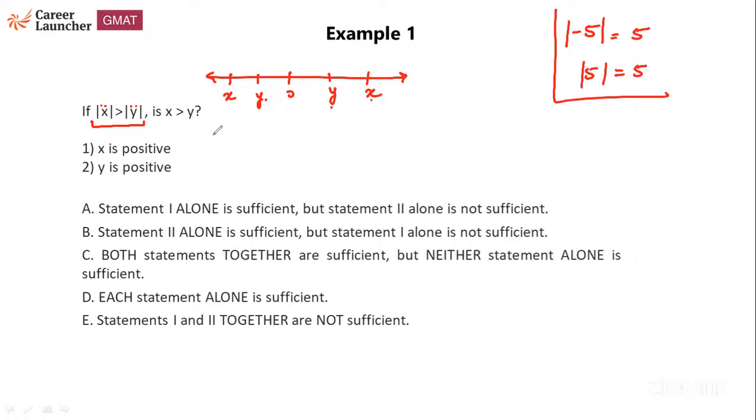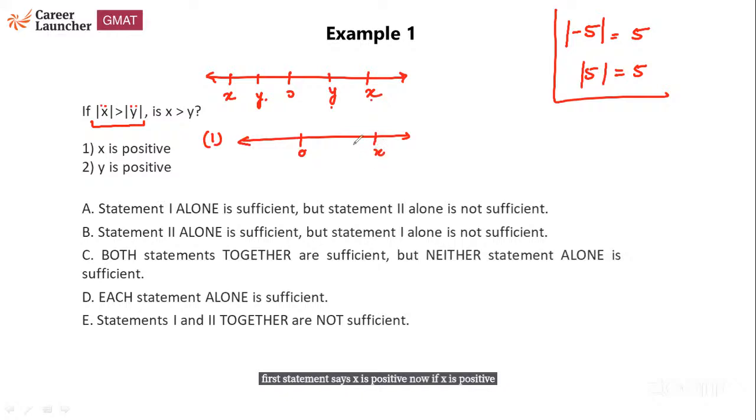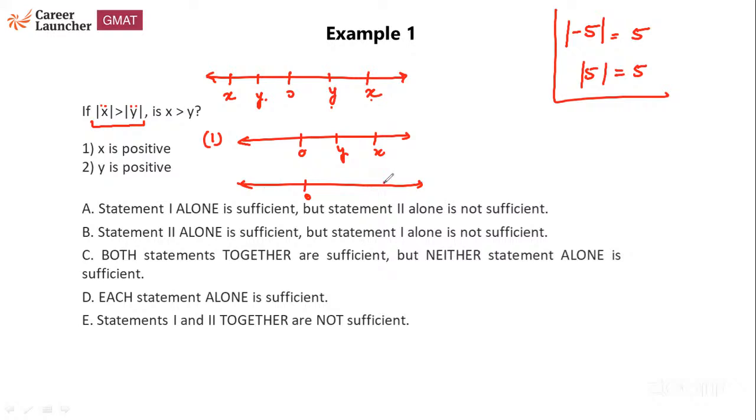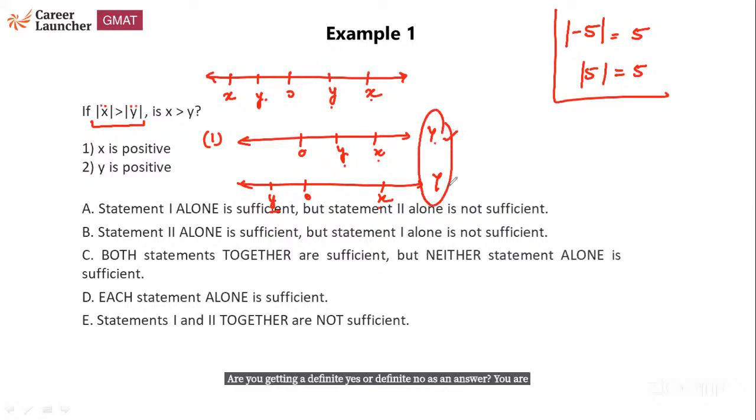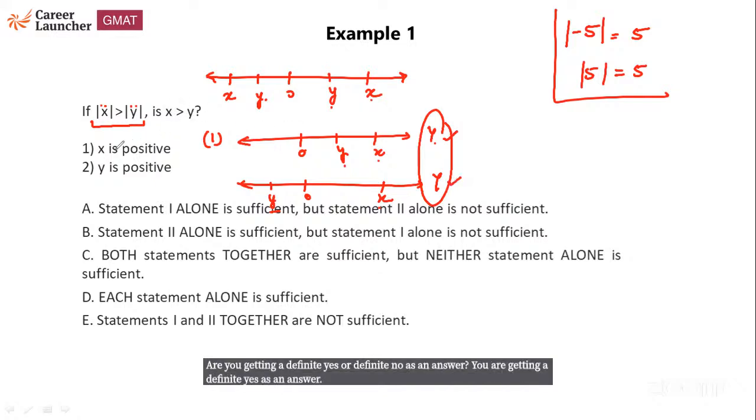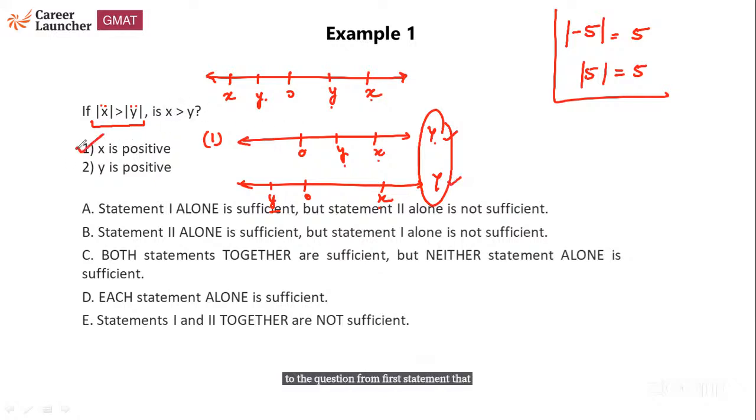First statement says x is positive. Now, if x is positive, y could be positive or y could be negative. Now, answer the question. Is x greater than y? Yes. X is positive, y is negative. Are you getting a definite yes or definite no as an answer? You are getting a definite yes as an answer to the question from first statement. That means first statement alone sufficient.